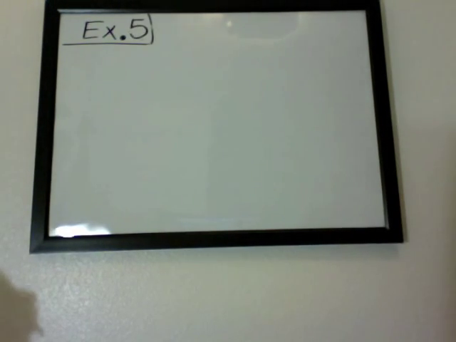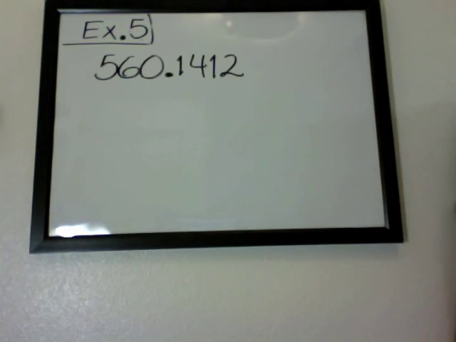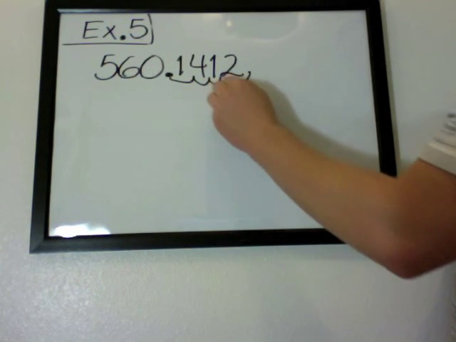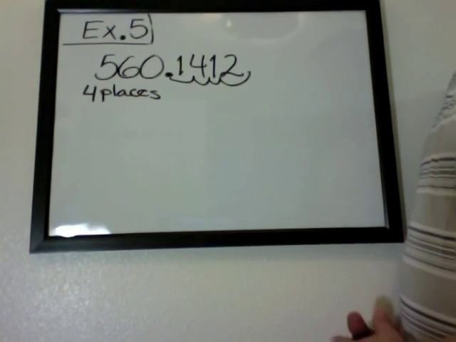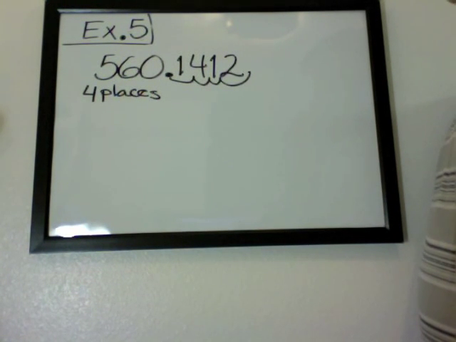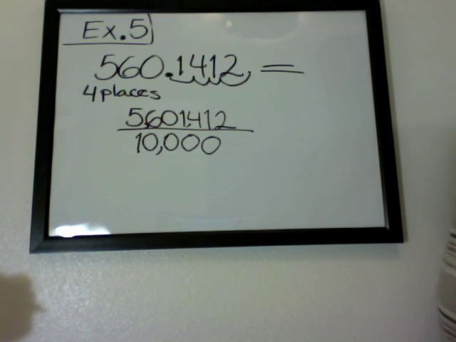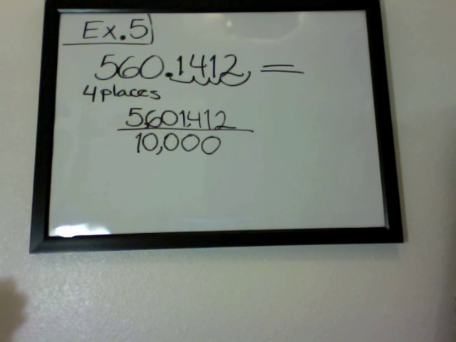Example number 5. Say you had 560.1412. Now to make this into a fraction, we would have to move it over 4 places, so the decimal would have to end up here. So you have 1, 2, 3, and 4. So it'd be a total of 4 places. Since we're going to have 4 places, we're going to have 4 zeros on our bottom fraction. So it's going to be 10,000 on the bottom. So let's make this into a fraction now. So the number would be 5,601,412 over 10,000. And that would be what we get after we make it into a fraction.